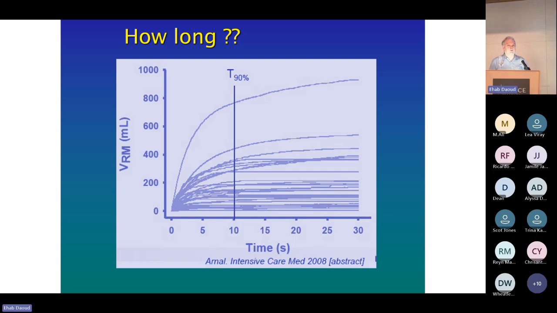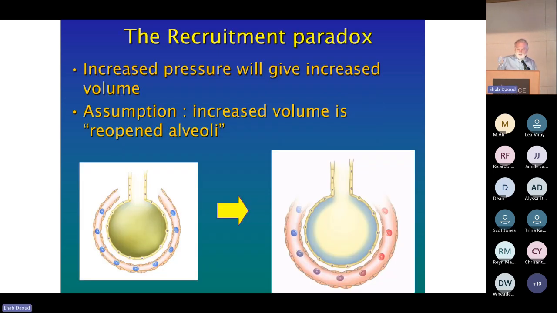And there is the recruitment paradox. The idea is that increased pressure will give increased volume. The assumption is that this increased volume is explained by reopening alveoli, allowing those alveoli to be involved in ventilation and therefore decreasing the shunt fraction.